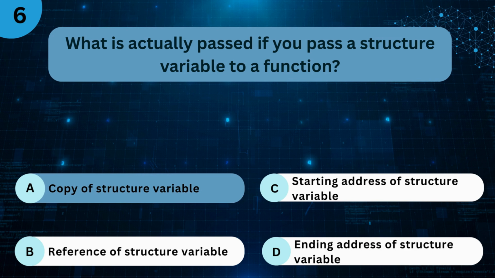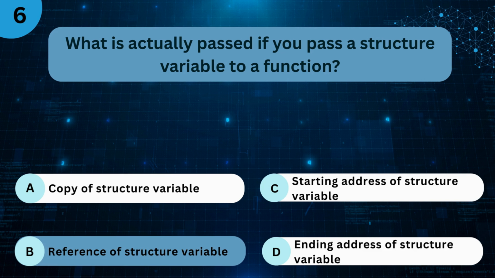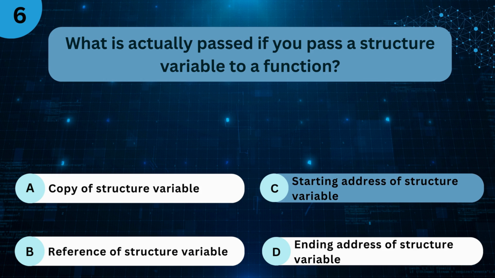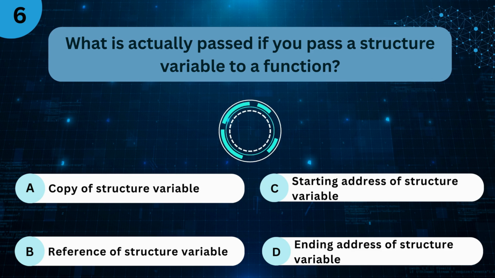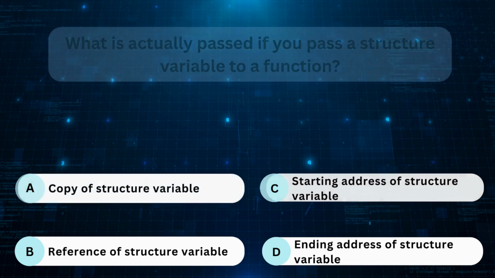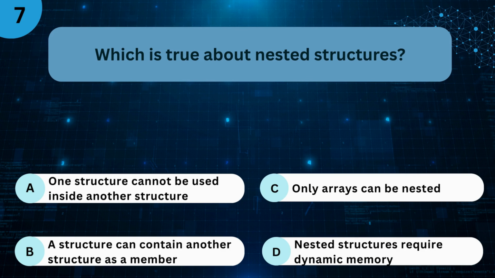What is actually passed if you pass a structure variable to a function? A. Copy of structure variable. B. Reference of structure variable. C. Starting address of structure variable. D. Ending address of structure variable. The right answer is A. Copy of structure variable.